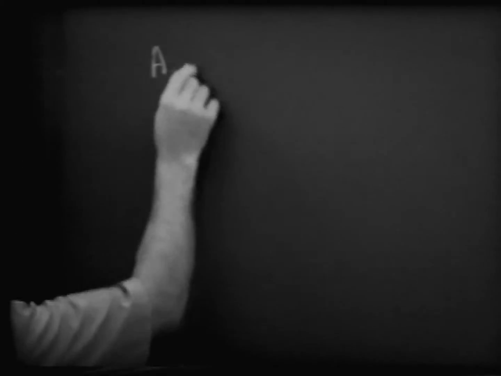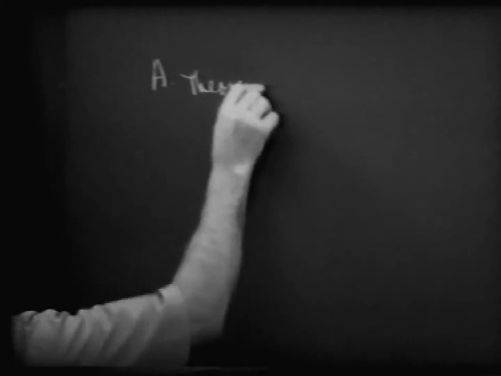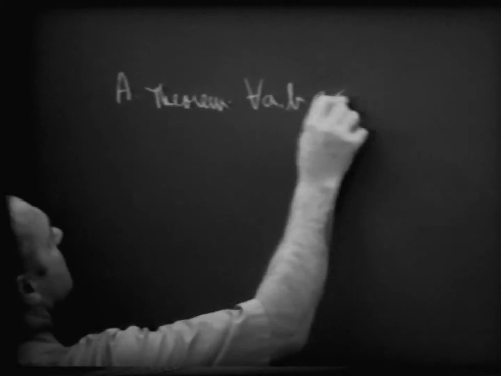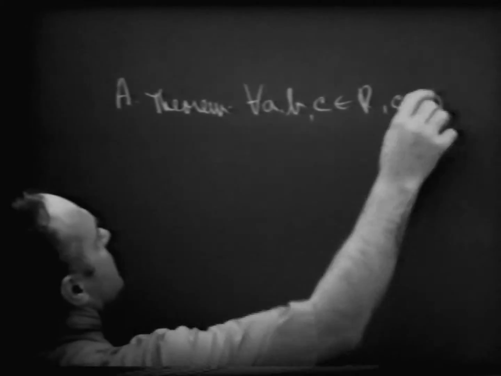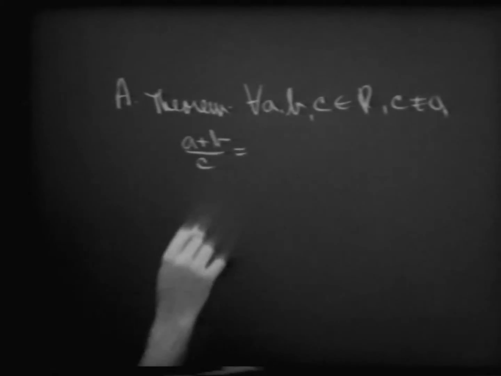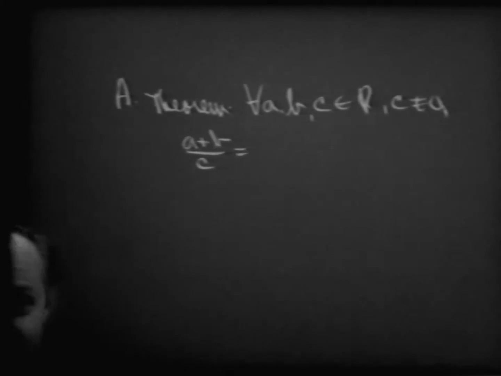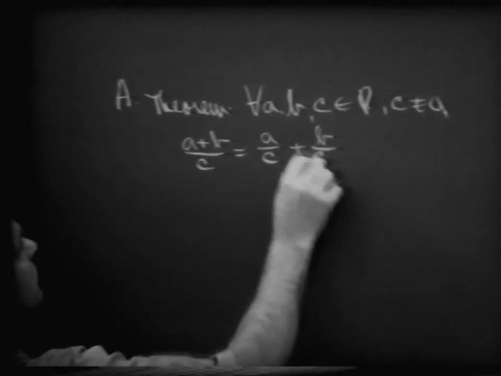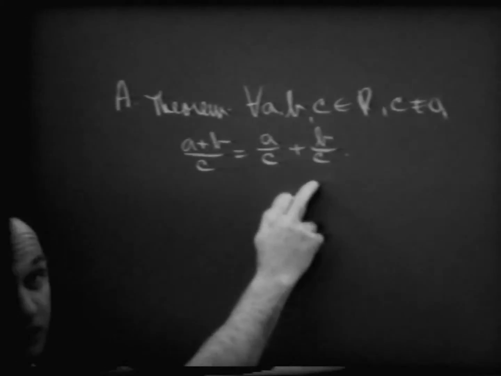The lesson has to do with dividing polynomials, and before we do so, let's look at a theorem that is going to help us with this idea. For every a and b and c belonging to the set of real numbers, where c is not 0, (a plus b) divided by c is equal to a over c plus b over c. Notice that it is plus b over c.